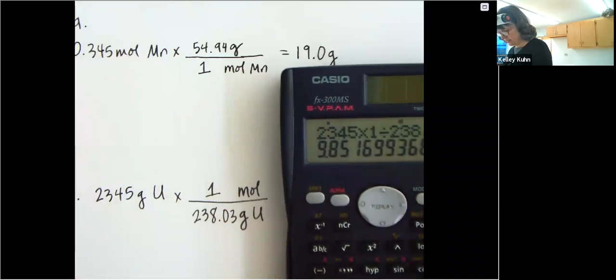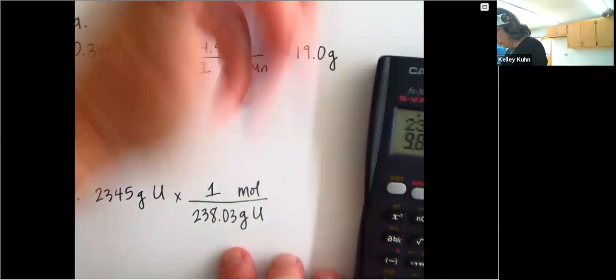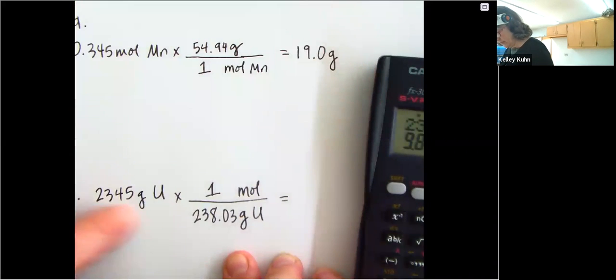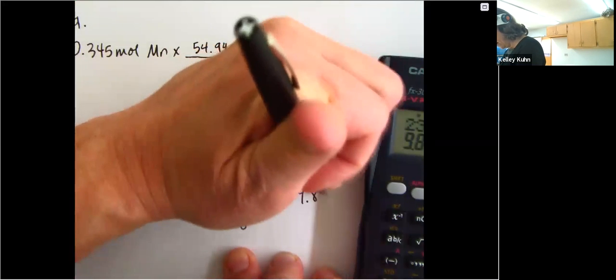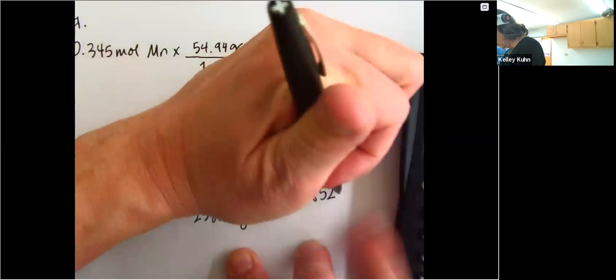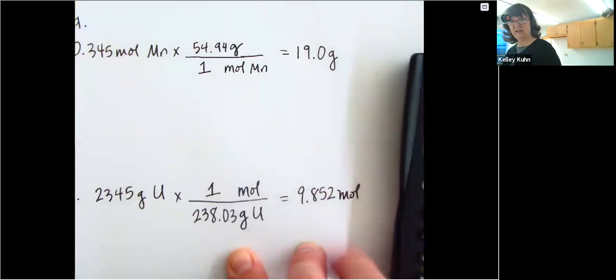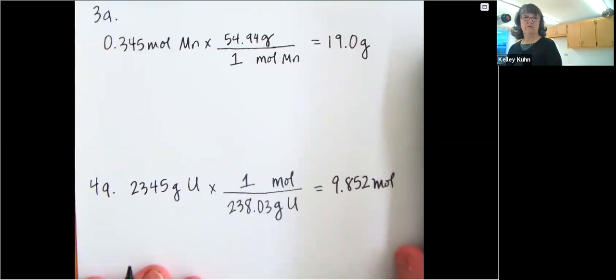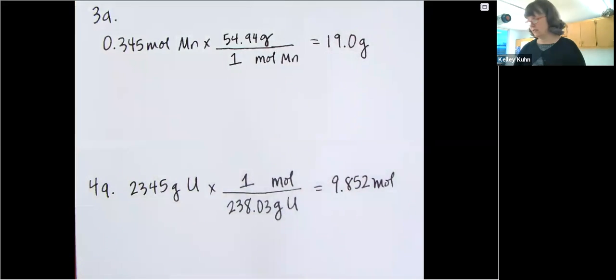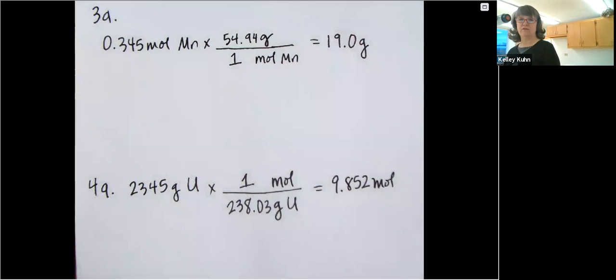And in this case, I had how many sig figs? 4. So I'm going to keep 9.852 for my answer. Remember that most of these molar masses you've already figured out on the left. So go ahead and work some more of number 4.